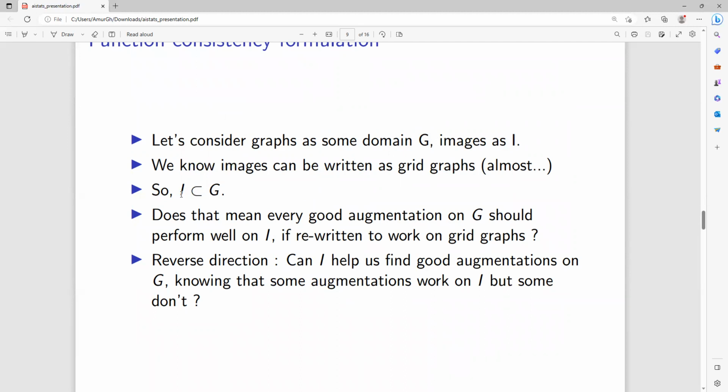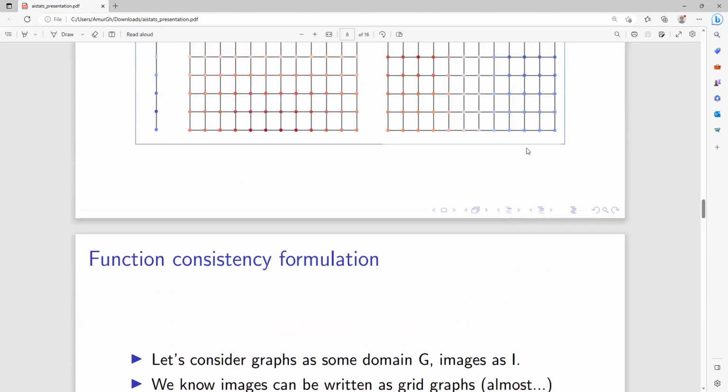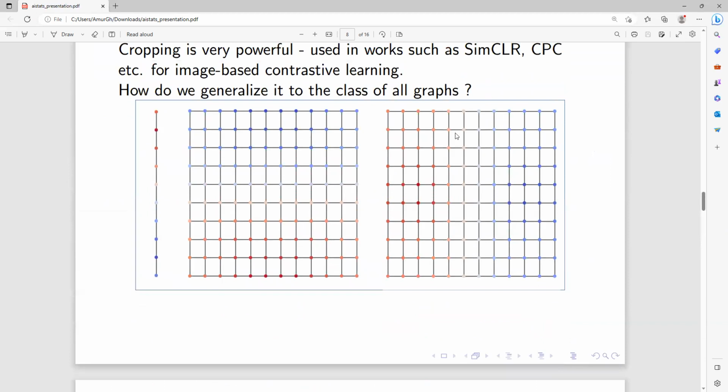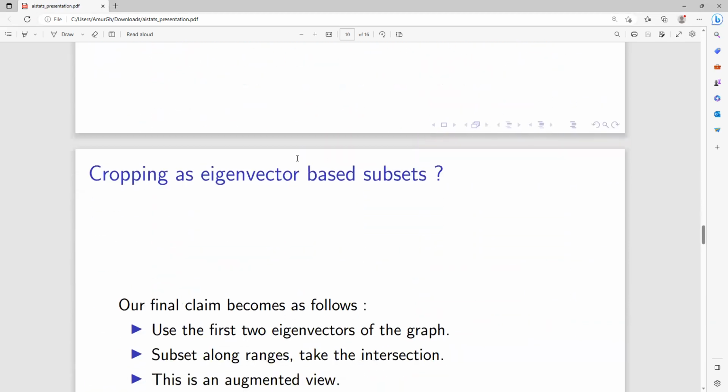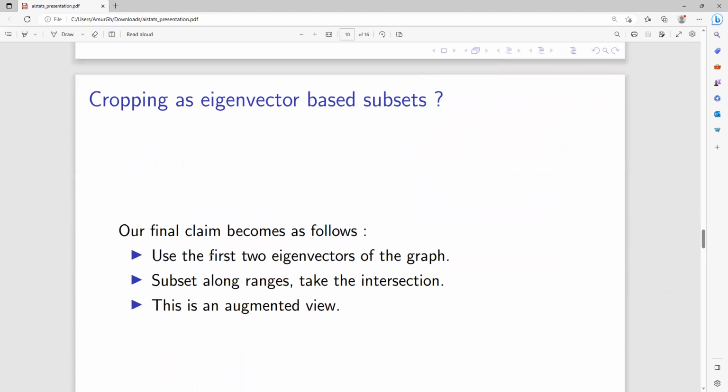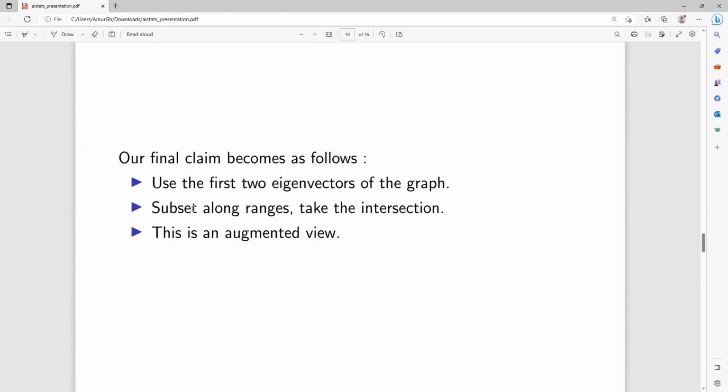And does that work here? We have the function of cropping, which works well on images. Can we extend it to the class of all graphs, knowing that cropping works really well? And we know that if we take cropping and make it into the first two eigenvectors being considered, it will generalize to the grid graph at least. So maybe that's our claim. The first two eigenvectors corresponding to the non-zero eigenvalues, not the zero eigenvalue, of the Laplacian. If we subset along the ranges and take the intersection, that's an augmented view.